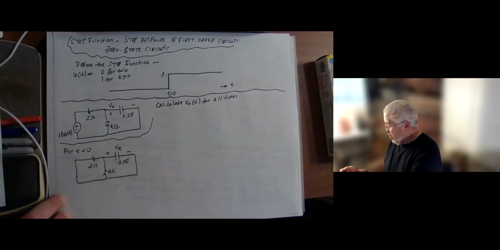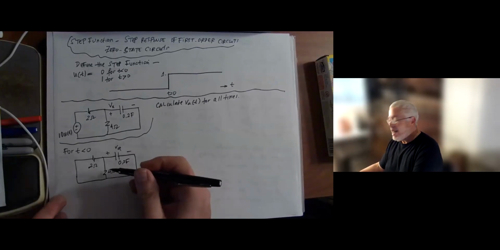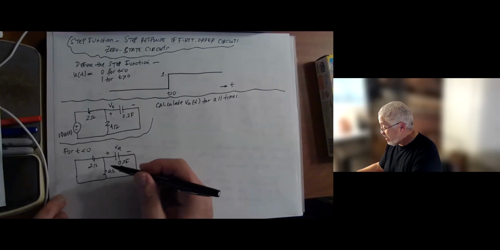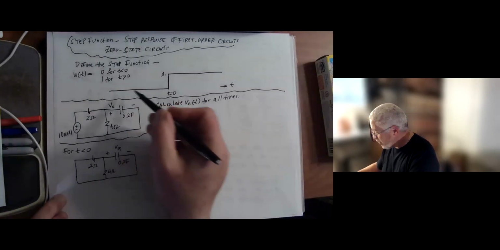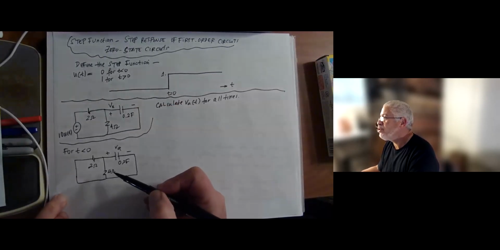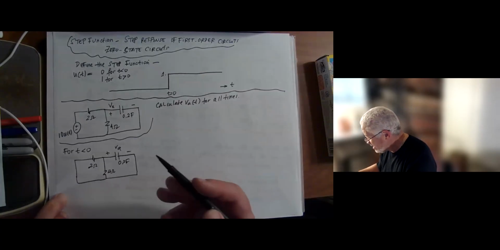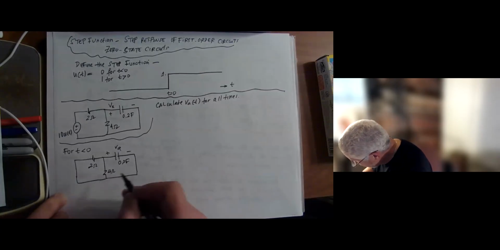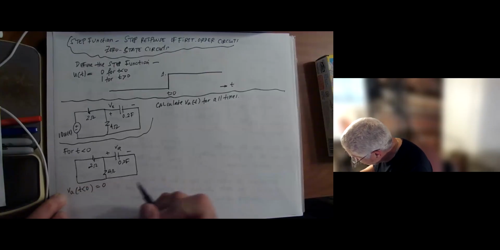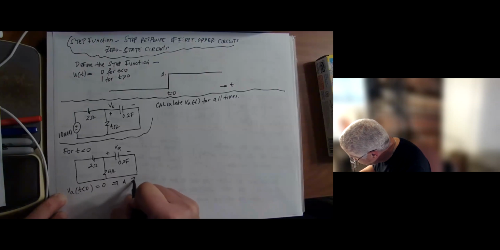Obviously, for t less than 0, this circuit has been like that forever, as this function shows. So there is no source in the circuit. The circuit has no power, so everything is 0 in the circuit. So VA for t less than 0 is 0. This is what we call a zero state circuit.